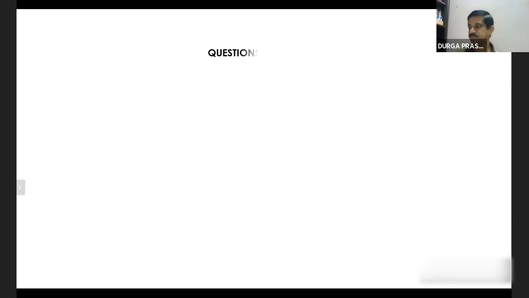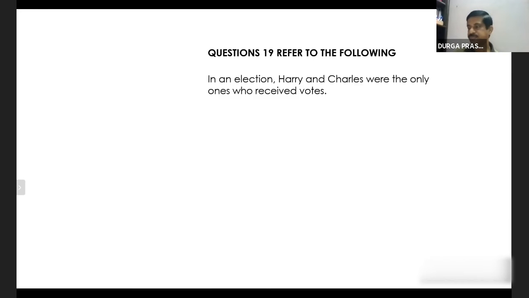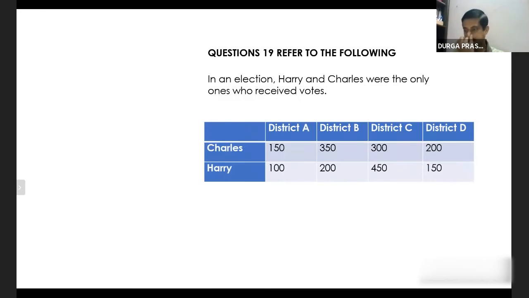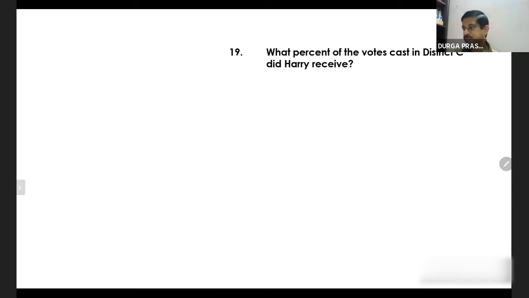Okay, children, let us move to this. Question 19, referring to the following data. Yeah, here data has changed. Some new data has been given. So in an election, Harry and Charles were the only ones who received votes. So number of votes received by them in each district is mentioned here. What percentage of the votes cast in District C did Harry receive?